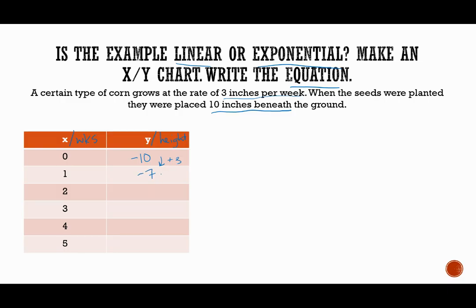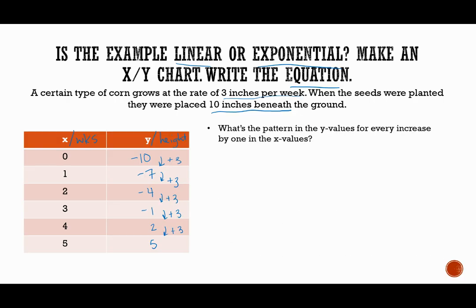So we're still 7 inches below the ground level. And then I'm adding 3. So I'm still 4 inches below the ground after 2 weeks. And then I add 3 again. I'm still 1 inch below the ground after 3 weeks. And then the next week is when the seedlings finally make it above ground. All right.